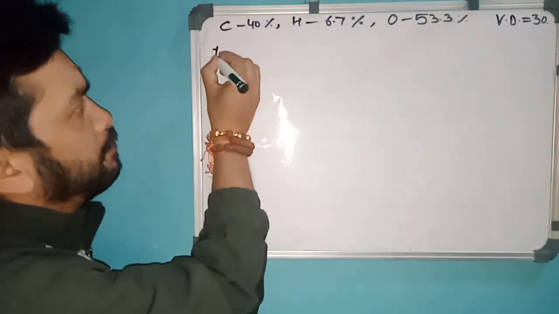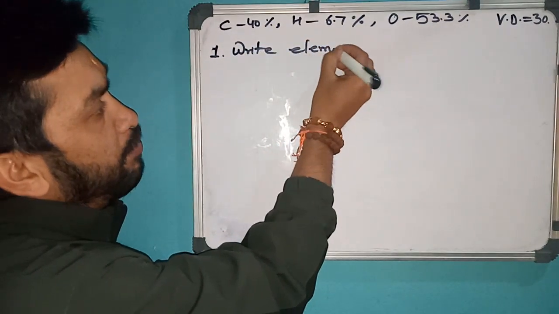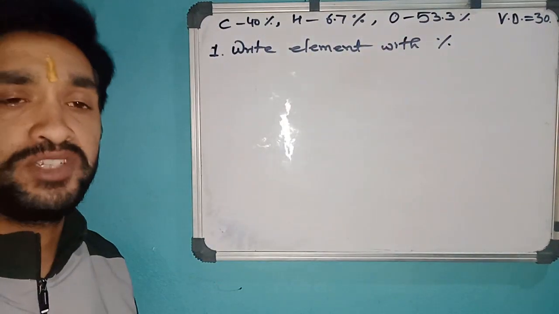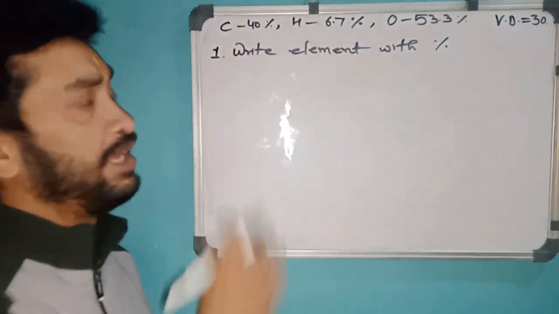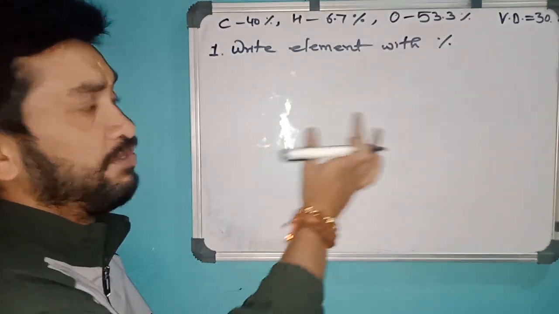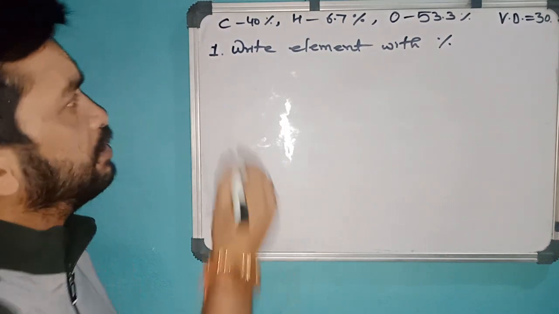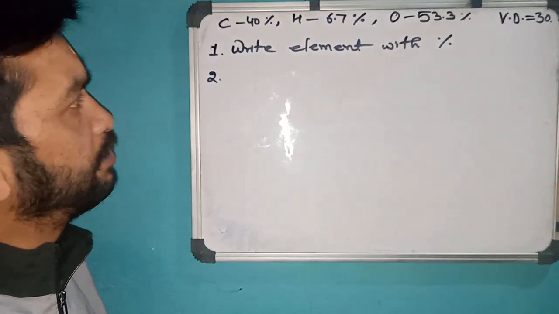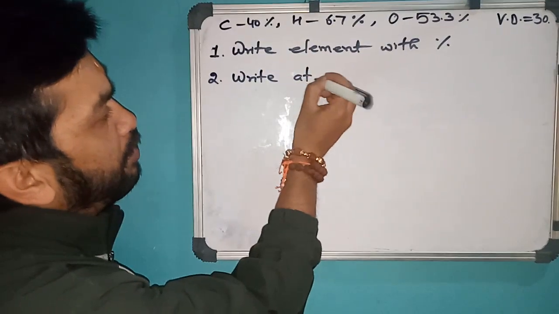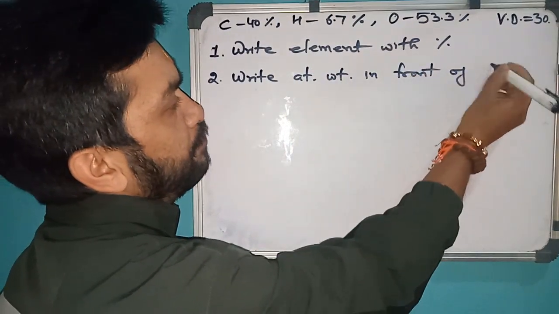Okay, first thing what you have to do is write element with their percentage. First part is write the element with percentage. Suppose here it's carbon, so carbon 40, hydrogen 6.7, oxygen 53.3, like that you have to write. Okay, try to write in front. Second, the next part is write atomic weight in front of percentage.